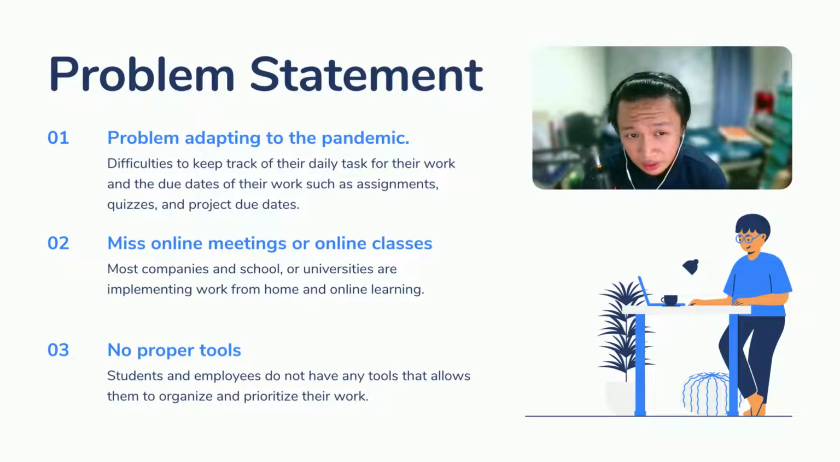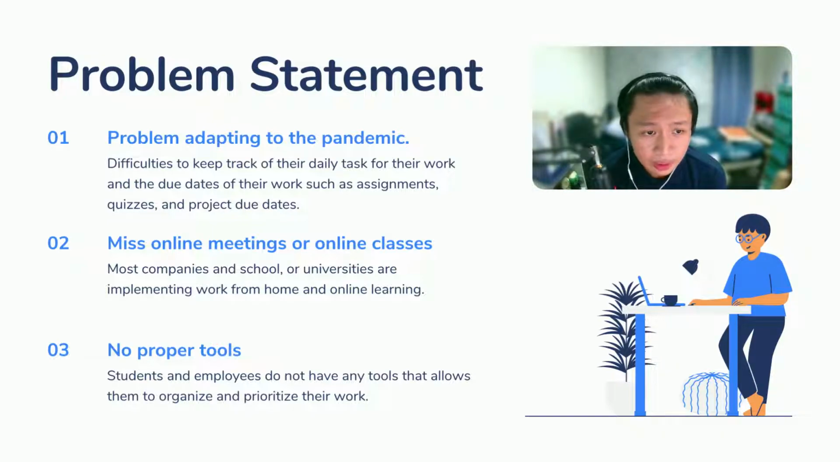Employees and students are having difficulties keeping track of their daily tasks for their work and due dates, such as assignments, quizzes, and project due dates. Besides that, they tend to miss their online meetings and online classes that they are supposed to attend. This problem is caused by most companies and schools or universities implementing work from home and online learning.